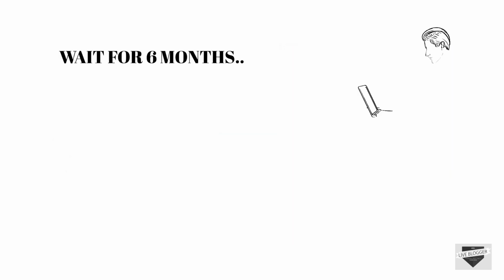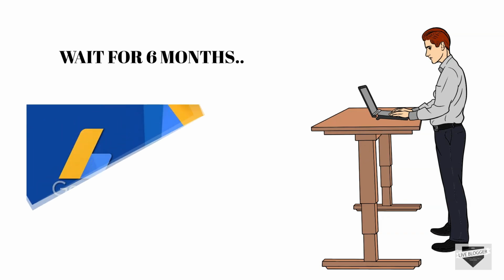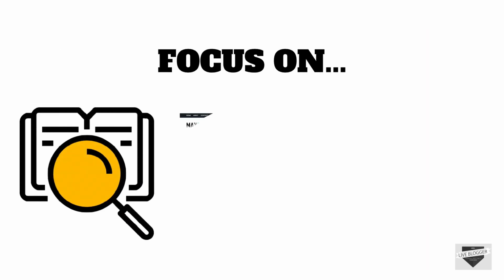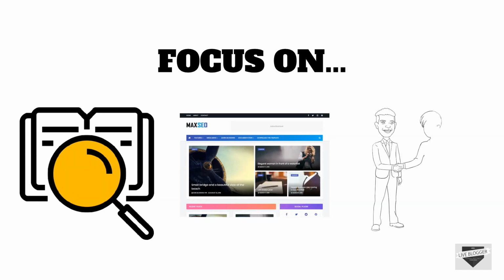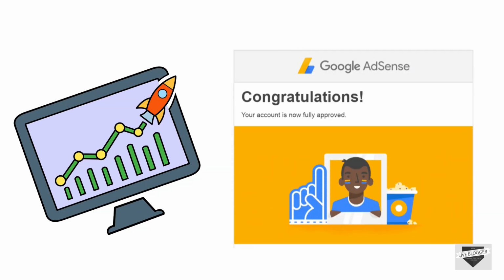Wait for at least 6 months before applying for AdSense, and instead of focusing on AdSense, focus on your content, use good quality themes according to your niche, and keep interacting with your readers. This will help you to gain traffic, and due to all this, your AdSense will easily get approved.